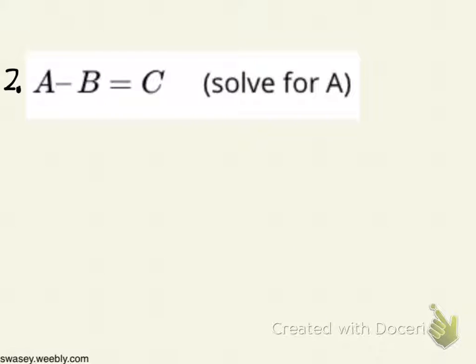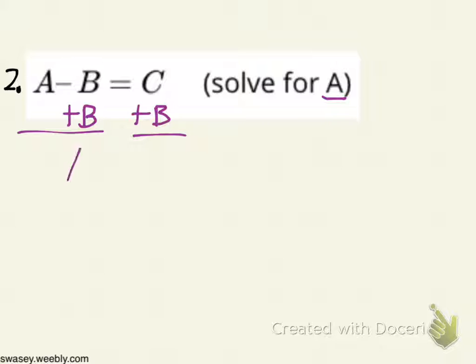These are called literal equations. They often have more than one variable, and we're told to solve for a. So that means we need to get the a by itself. Now right now we've got the minus b there. So to get rid of minus b, we'll add b to each side of the equation.